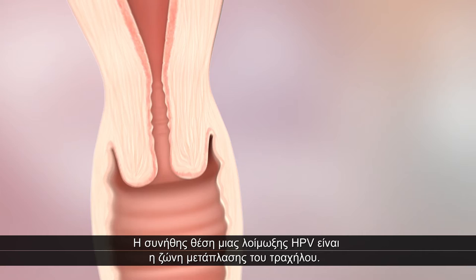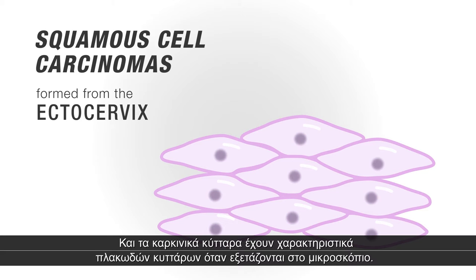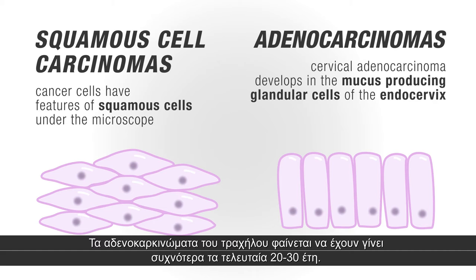Up to 9 out of 10 cervical cancers are squamous cell carcinomas. These cancers form in the cells of the ectocervix, and the cancer cells have features of squamous cells under the microscope. Most of the other cancers are adenocarcinomas. Adenocarcinomas are distinguished as cancers that develop from the mucus-producing glandular cells of the endocervix. Cervical adenocarcinomas seem to have become more common in the past 20 to 30 years.